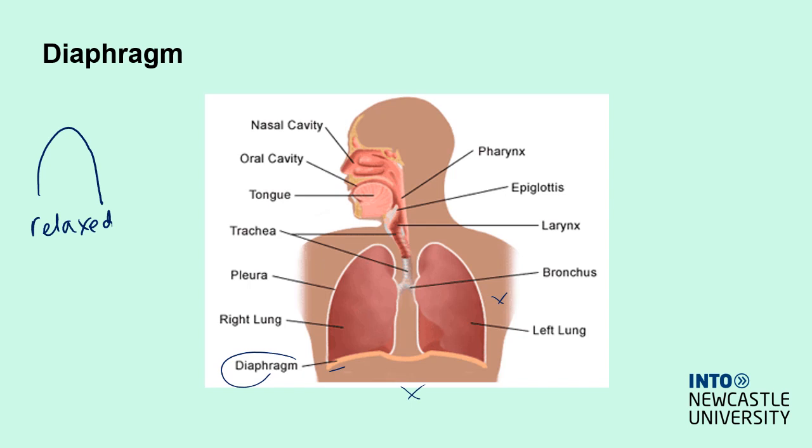When we inspire or we breathe in air, the diaphragm contracts, becomes less dome-like, and this accounts for 75% of the air that we inspire, which is pulled in by this contraction and flattening of the diaphragm. And we'll talk more about how this occurs when we talk about the mechanism of breathing in our next lecture. Thank you.